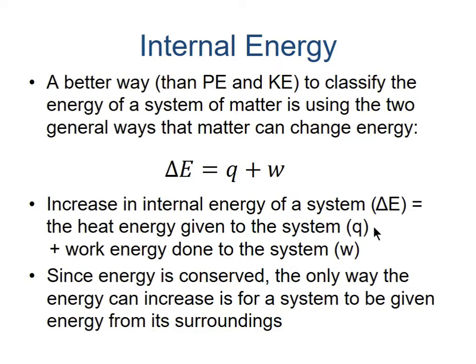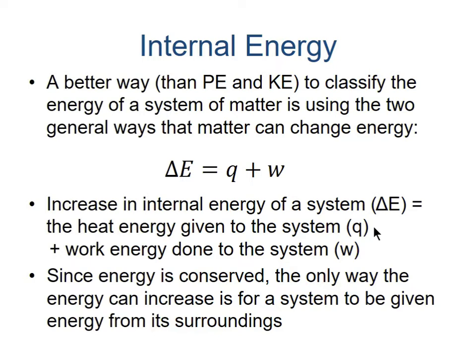And we're focusing on two general ways that I can change the energy of matter using outside. If I add energy to a system of matter, how might it change the energy in that system? And the increase in internal energy of a system we'll call delta E. Delta in general means a change between two states. So it was at one energy, I'm going to increase it to a higher level of energy. It can be done two ways. One, it can be done from heat energy given to the system, and it can be done by work energy done to the system. So Q stands for heat energy, and W stands for work energy, and these are both things that are given to the system.